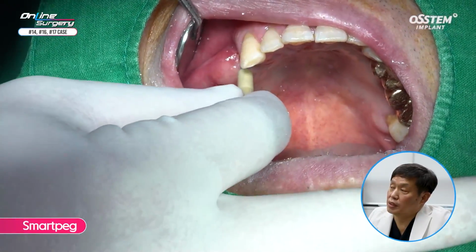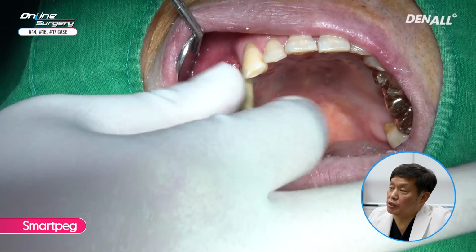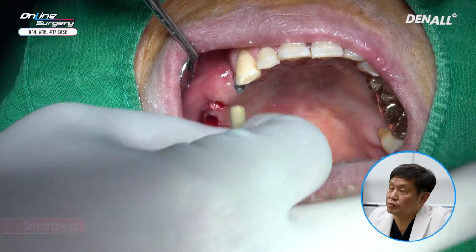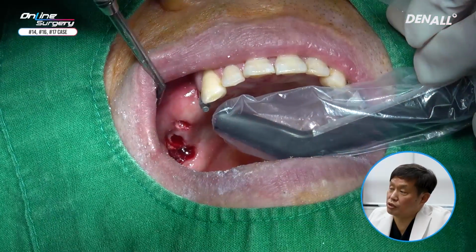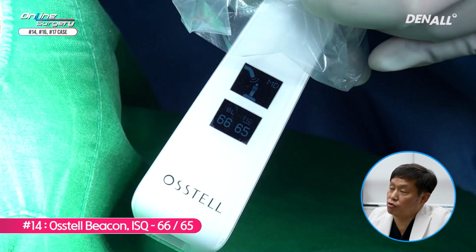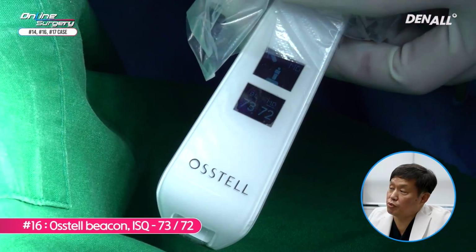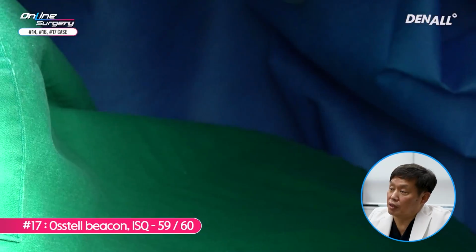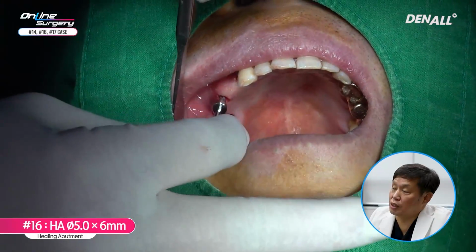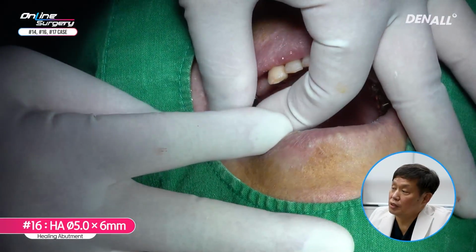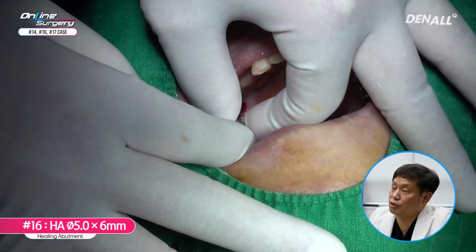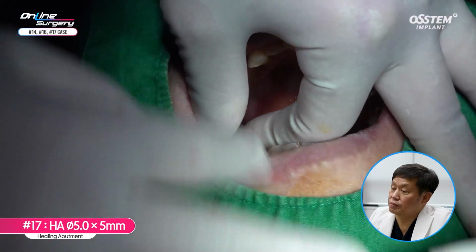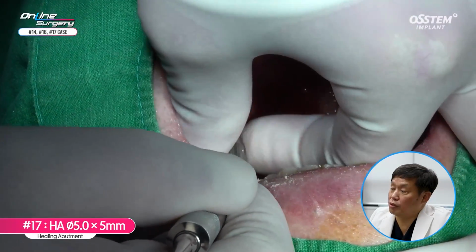One guide template was removed. The smart peg was used to measure ISQ values. 14 first. In number 14, it's 66 and 65. In number 16, it's 73 and 72. Number 17 is 59 and 60. Healing abutments were connected. Primary stability was best in number 16, contrary to the original assumption. Healing abutment was connected to number 17.